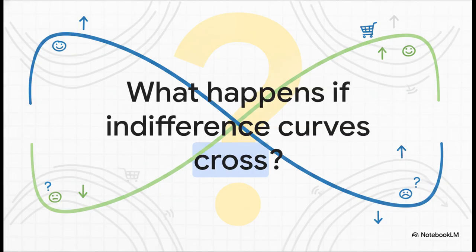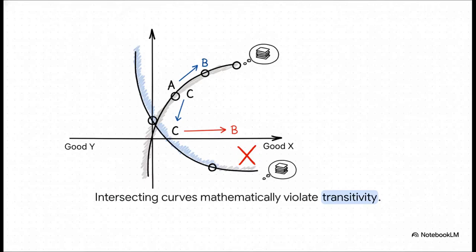But here's a fun theoretical question. What happens if you have a whole map of these preference curves, where higher curves mean more overall satisfaction, and 2 of them accidentally intersect? Can they ever actually cross paths? The short answer, no way. Because of our rule of transitivity, intersecting curves are mathematically impossible for a rational consumer.